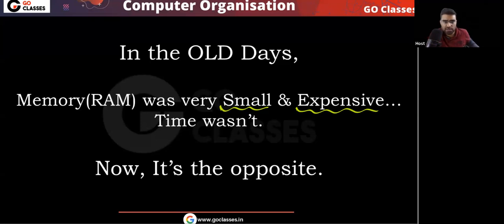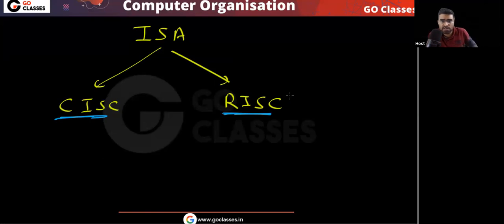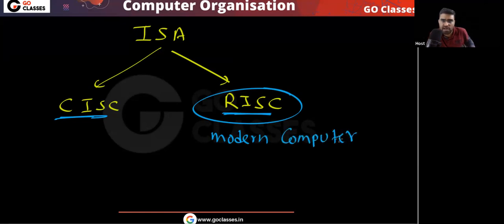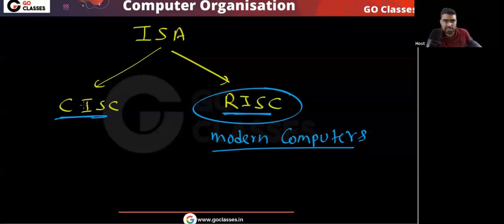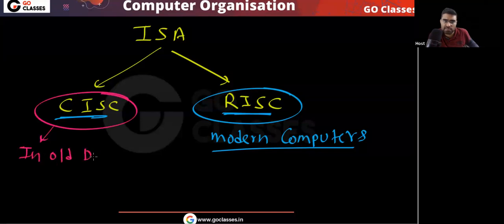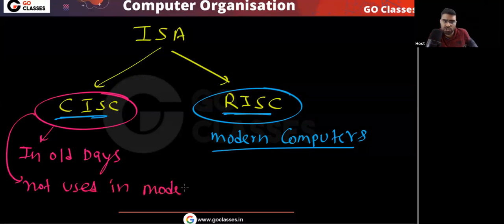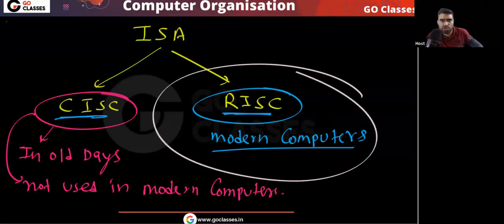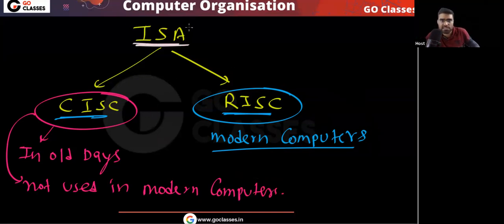Now let me tell you one more thing: nowadays we use RISC architecture. This is used in modern computers. Your computer, my computer, all these modern computers are using RISC architecture. Is this clear? CISC architecture was used in the old days. It is no longer used in modern computers. In modern computers, we don't use this. These are instruction set architectures.